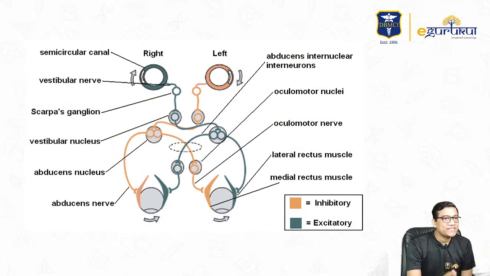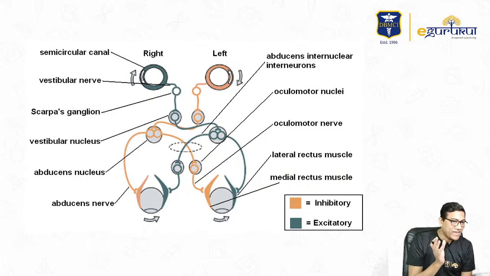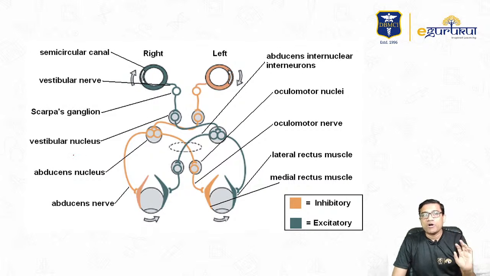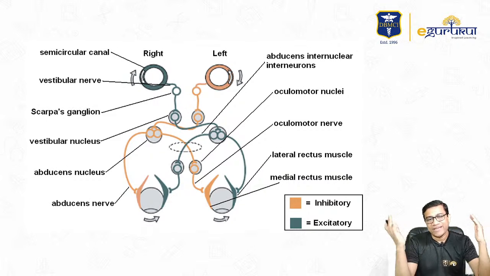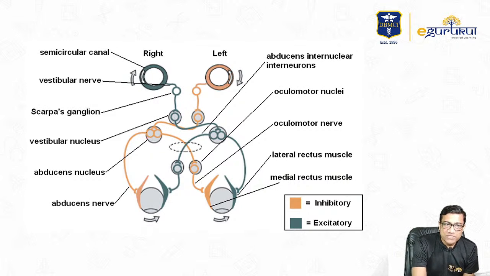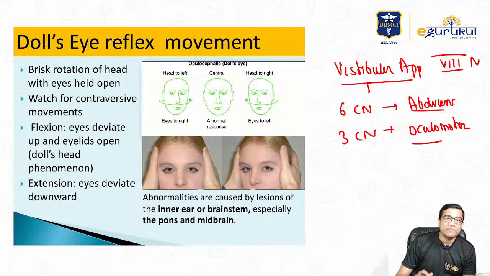So as you move the head, the semicircular canal, which is part of the vestibular apparatus, senses the movement of the head. Then they inform the vestibular nerve and the nucleus. Via Scarpa ganglia it reaches the vestibular nucleus and informs that the head is moving. Once the head is moved, this information from the vestibular nuclei, both right and left, goes to the abducens nerve, which is the sixth nerve, and also the oculomotor, which is the third nerve. And from there they go to the muscle, and they cause the movement of the eye. This is called the oculocephalic reflex. If it is present, it indicates the brainstem is functional.